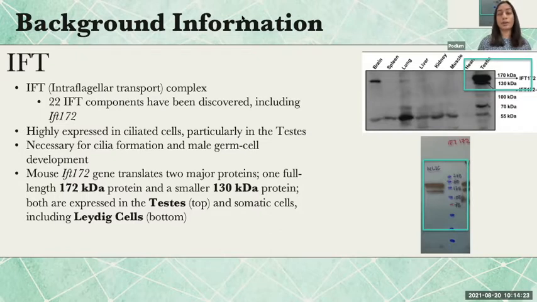And specifically IFT-172, it's a gene that translates for two major proteins. One is a full-length 172 kDa protein, and the other is a smaller 130 kDa protein. And both are highly expressed in the testes and in somatic cells, including the Leydig cells. So in the Western blot at the top, you can see two strong protein bands at the 170 kDa and 130 kDa markers, and this is under the testes column. And then in the Western blot on the bottom, you can see a similar pattern for a Leydig cell line. So overall, this suggests that IFT-172 proteins are highly expressed in Leydig cells and in cells in the testes.